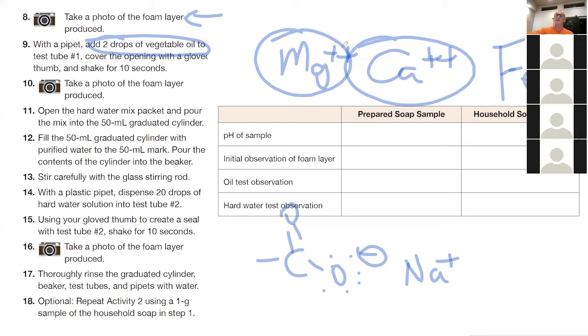But what's the difference between the ions in the hard water and the ions that our soap is in now? After the soap you've made, what's the difference between the ions in the soap that you've made and the hard water ions?